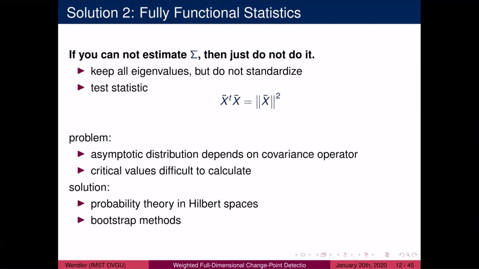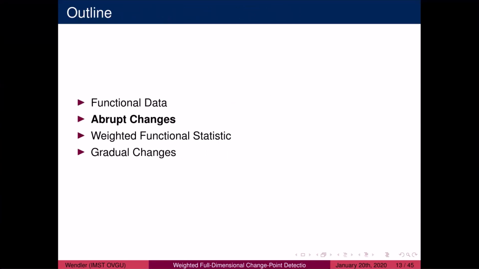So the asymptotic distribution now depends on the covariance operator. For the Hotelling's T-square statistic, it was asymptotically chi-square distributed. So you know the distribution. We can have tables. Here, you have to find out what the asymptotic distribution is, and then for every data set, basically, you have to evaluate the statistic with some numerical methods, something like this. But these problems can be solved. We need some probability theory in Hilbert spaces and some bootstrap. Okay, so this was background on functional data.